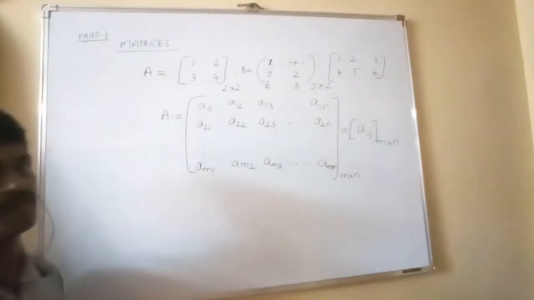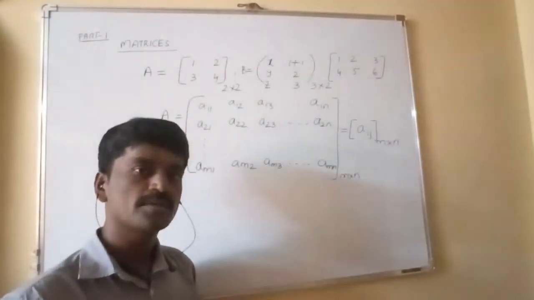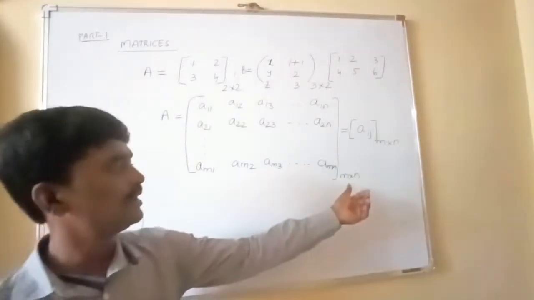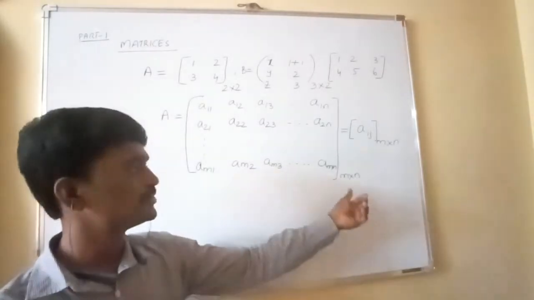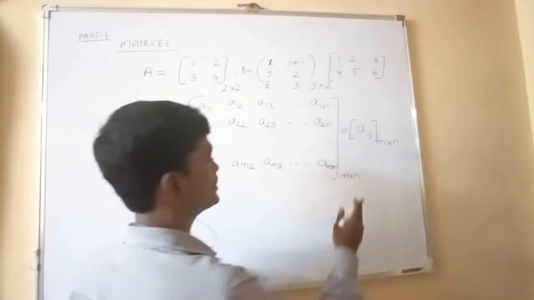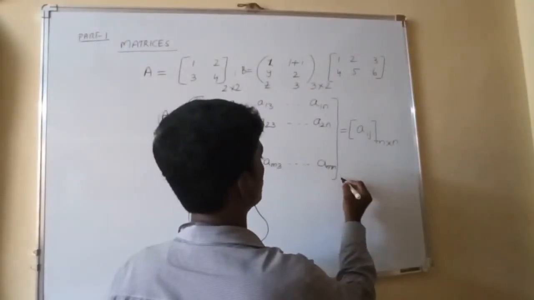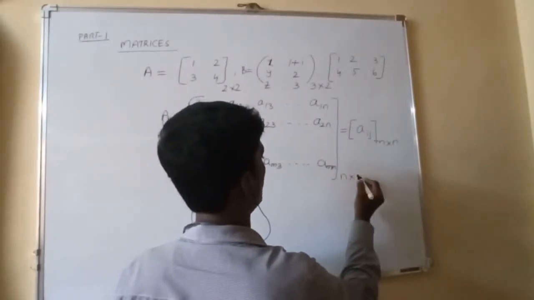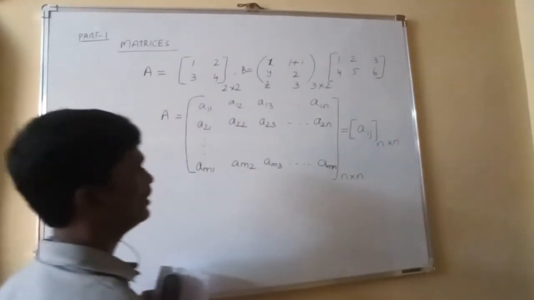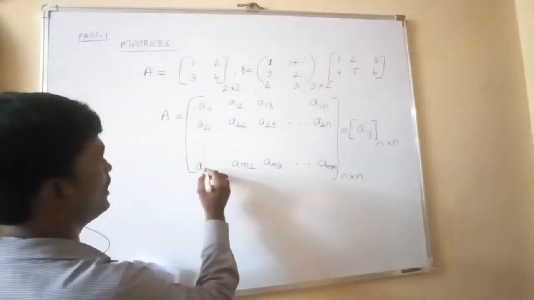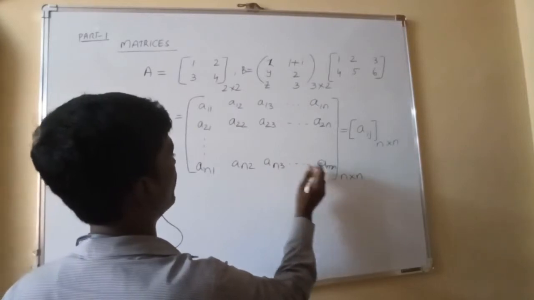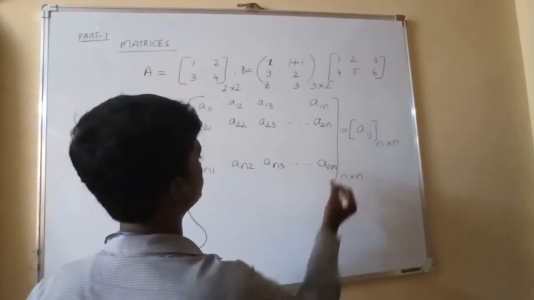What is the square matrix definition? A matrix in which the number of rows is equal to the number of columns. Suppose A is a matrix of order m by n, such that m is equal to n, then A becomes what? Square matrix. Suppose m is equal to n, then it becomes a matrix of order n by n. So this is nothing but n rows, n1, n2, n3, n4, and so on, n.